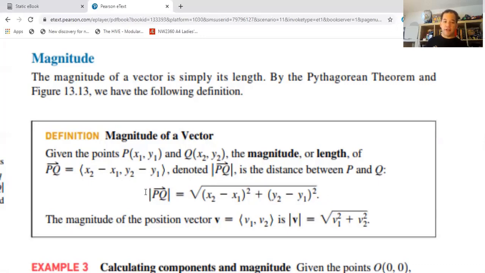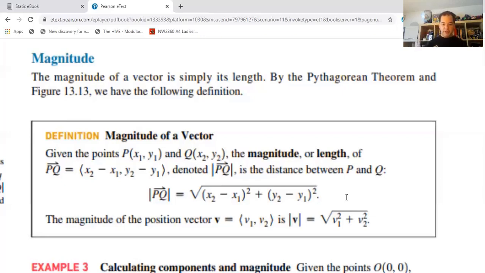And here's the formula that we just deduced using the Pythagorean theorem. It is just the square root of (x2 minus x1) squared plus (y2 minus y1) squared. And if you have it as a position vector, then the magnitude is simply the square of the first coordinate plus the square of the second coordinate, big square root of that. All right? Okay, so let's do an example. This will be example 3.